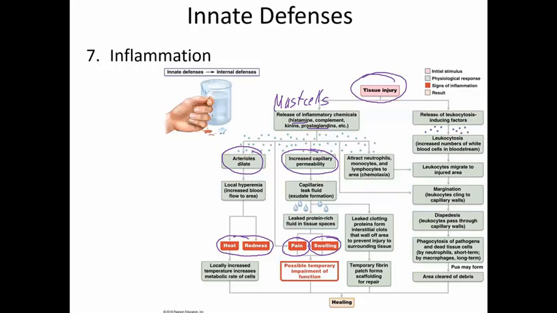And then you're also going to get a release of leukocytosis inducing factors, which increase white blood cells. And white blood cells are going to migrate to the injury, and that's going to help clean up the dead tissue, clear the debris, and all of this will promote healing of the region.